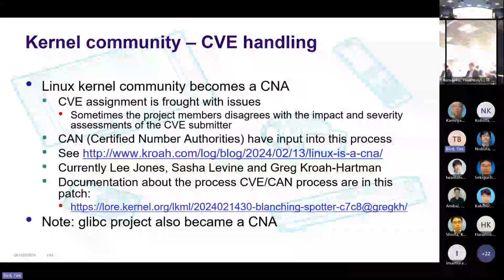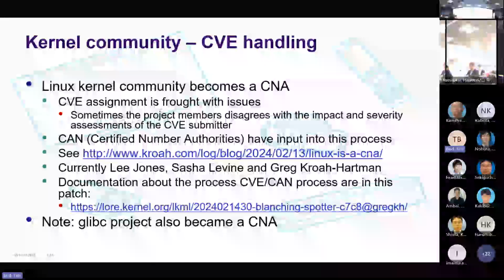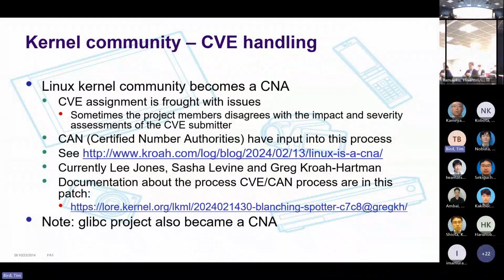The CVE assignment is fraught with weird issues. It's often the case that the project members for a particular software project disagree with the impact and severity assessments of the CVE submitter or the CVE organization. It turns out that if you register yourself, that should be CNA, CVE Numbering Authority, then you can control that process. You can have more input into that process.